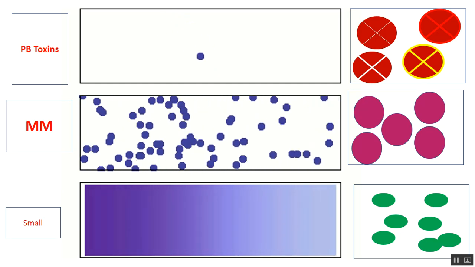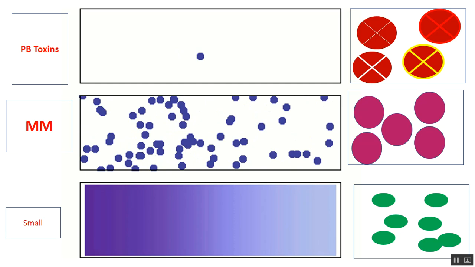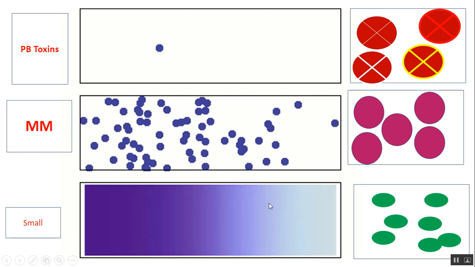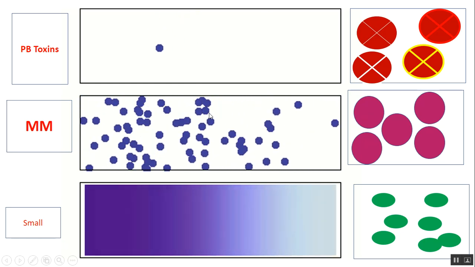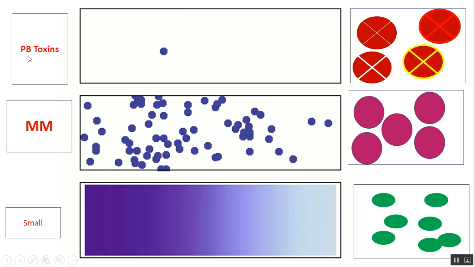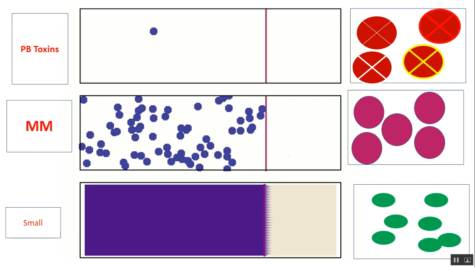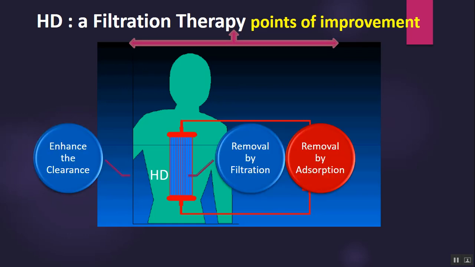That diagram يوضح الهيموداياليسيس while using conventional hemodialysis with high flux. We can effectively remove the small solutes, small molecular weight toxins. We can remove as well the middle molecules, but still the protein-bound toxins are retained because they are very big molecules which could not be removed easily by any hemodialysis therapy up till now. Hemodialysis is a filtration therapy, resembling the glomerulus, and we can remove by clearance, by filtration, and 17% by adsorption into the membrane.